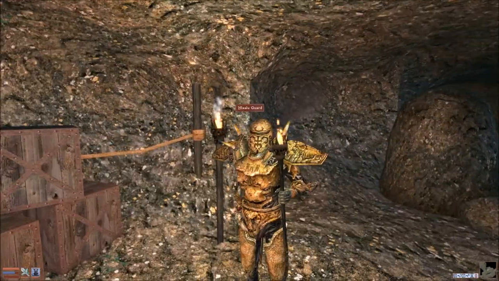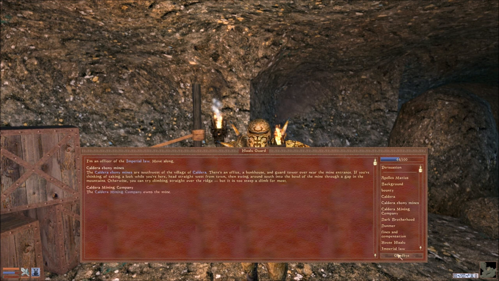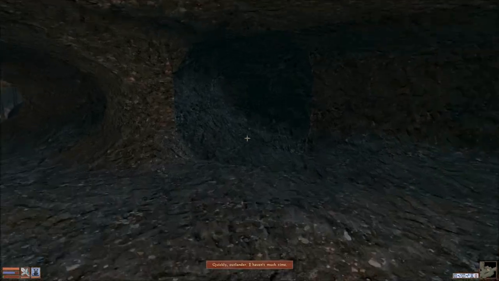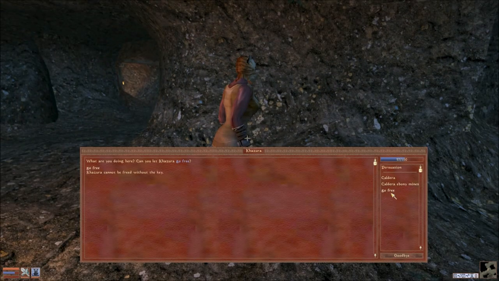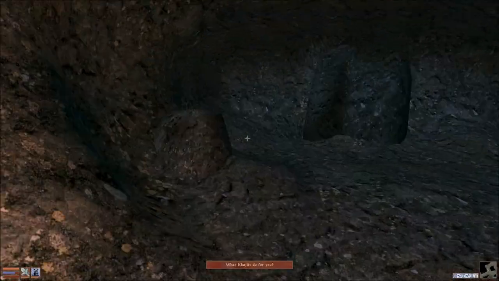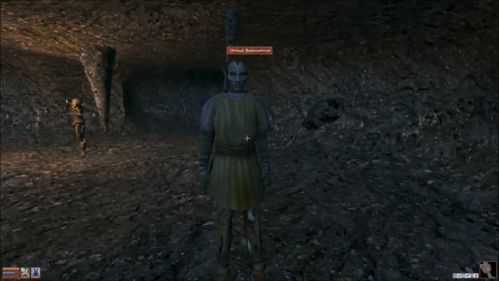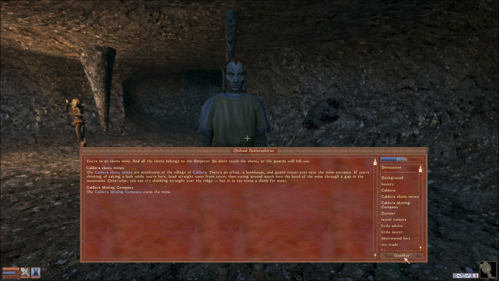I'm here to shut her down! No, I'm here to shut you down. Right, whatever. Just the ledger. You are to go free! Go free! Right, what's Khajiit? Khajiit, go free! Don't touch the ebony, they'll kill you.